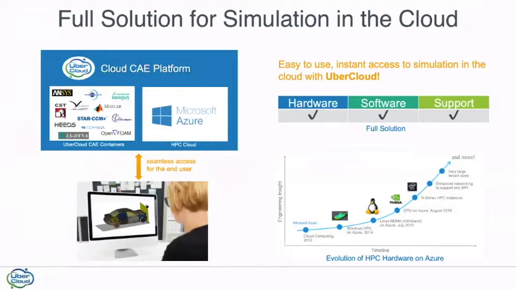So our Cloud CAE platform gives engineers seamless access to the cloud with their desired CAE software pre-installed, configured, and tested through UberCloud CAE container technology, and also configured with the hardware that best fits the type of analysis they are running. And once the engineers get access to the system, they can start running their simulations immediately. And then through Microsoft Azure, they can get the latest best-in-class hardware, such as the latest Intel CPUs and NVIDIA GPUs on demand.